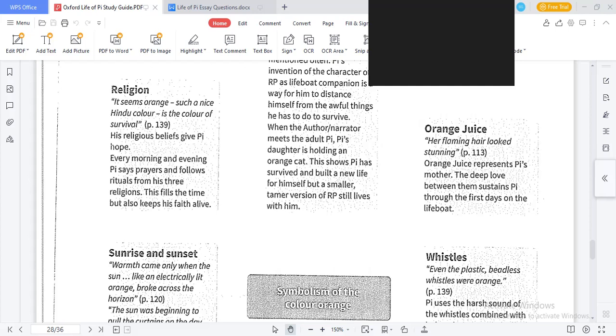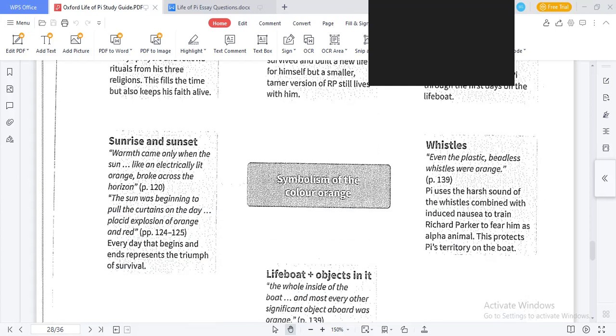So she helps him. The deep love between them sustains Pi throughout the first days on the lifeboat. Then what else was orange? The whistles.